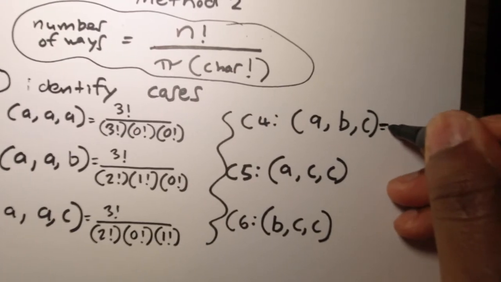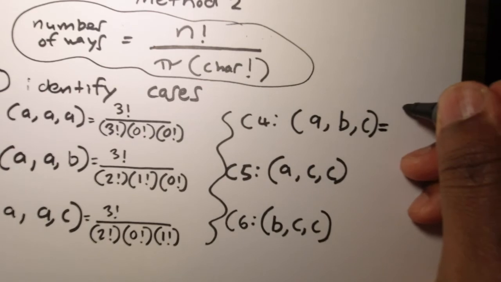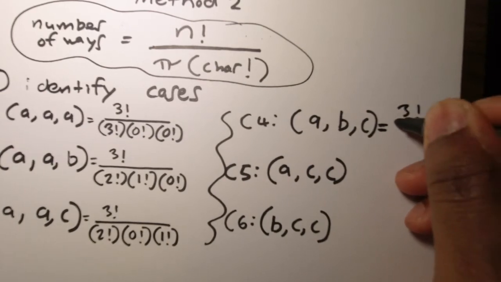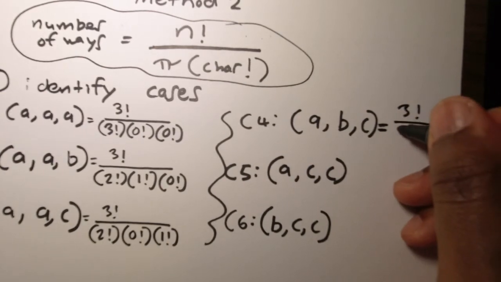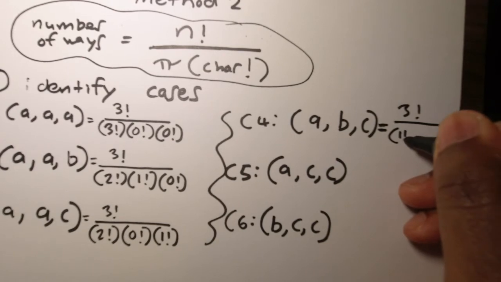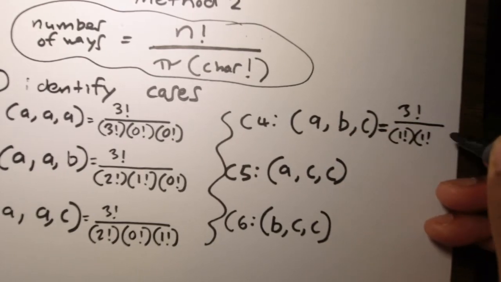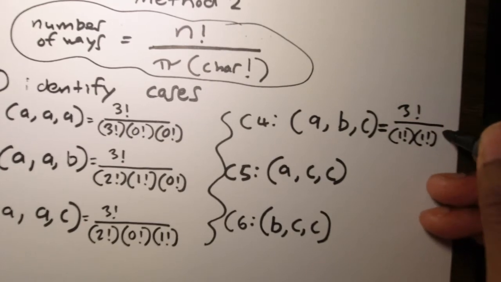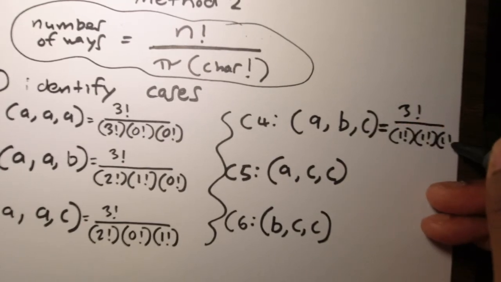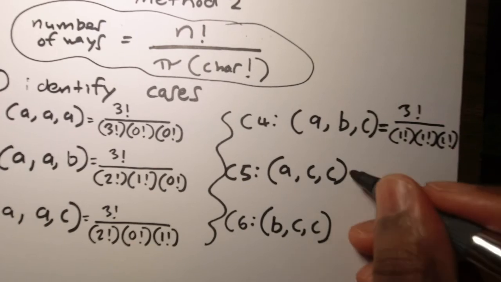We will have, it's an equal sign here. Let's see, we have 3 factorial divided by 1 factorial for the A, because we have 1A, 1 factorial for the B, because we have 1B, and 1 factorial because we have 1C.